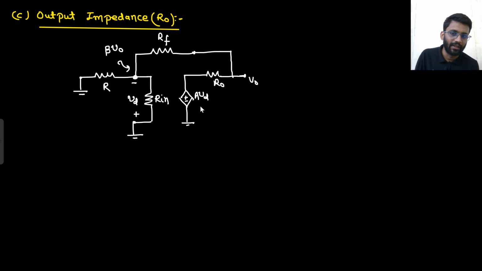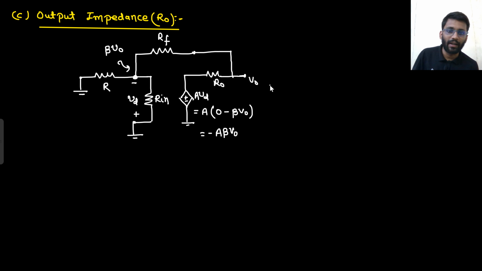So what will this value be? Can you tell me what will be this value? A into VD. What is VD? VD is 0 minus beta V naught. This node is 0 minus beta V naught. Say yes or no. So it will be minus A beta V naught, right?